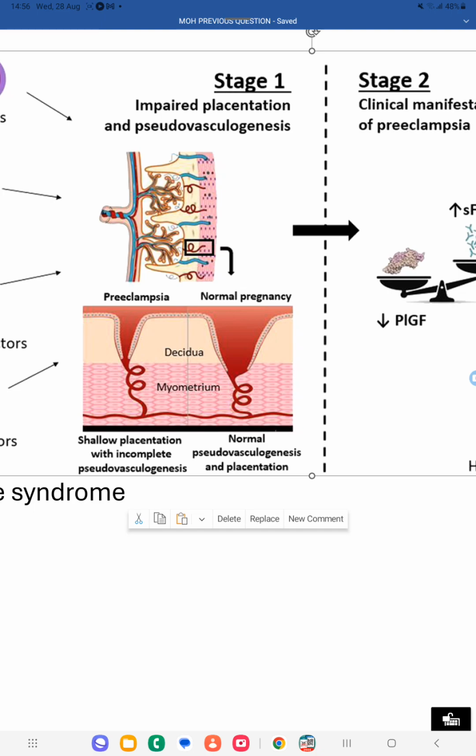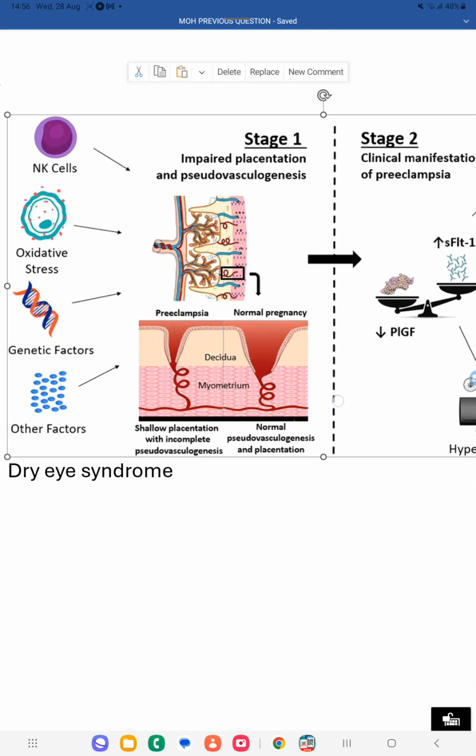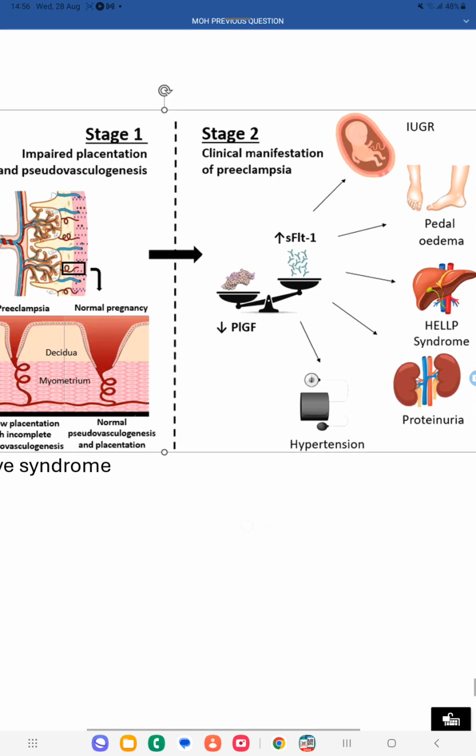You can see in the normal pregnancy there is a flask shaped structure coming for the placenta, but here, because of these causative factors, the placenta is not developing very widely. Because of that there will be reduced placental perfusion. The blood will not be going to the fetus, so blood circulation reduces. It results in IUGR, pedal edema, HELP syndrome in the liver, and then proteinuria, hypertension.